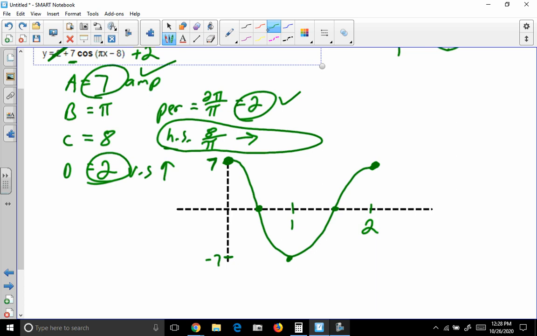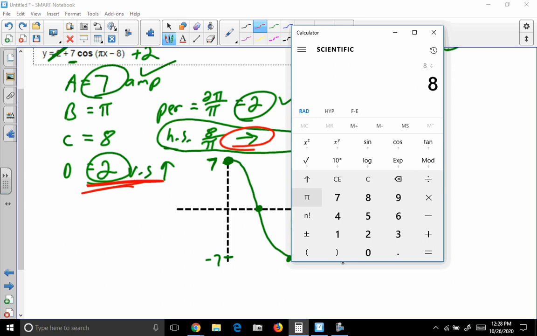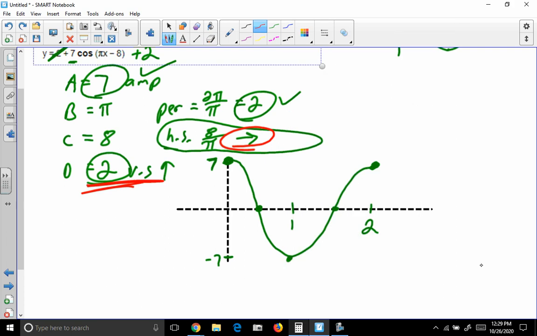Then we would have to create a vertical shift. We would have to move it up 2 units, and then we would move it to the right, 8 over pi. If we take out our calculator and do 8 divided by pi, that's basically 2.5 units to the right. So we would move every point up 2 and to the right 2.5 units.